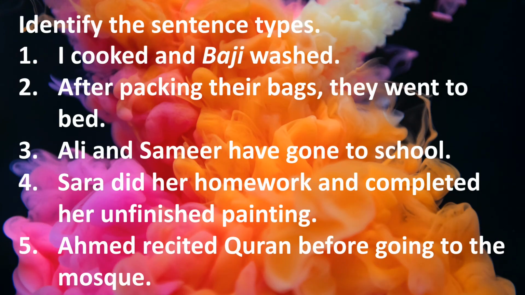Let's practice. Identify the sentence types. I cooked and Baji washed. I is the subject, cooked is the verb. Baji is the subject, washed is the verb. I cooked is a complete sentence. Baji washed is a complete sentence. So this is a compound sentence.